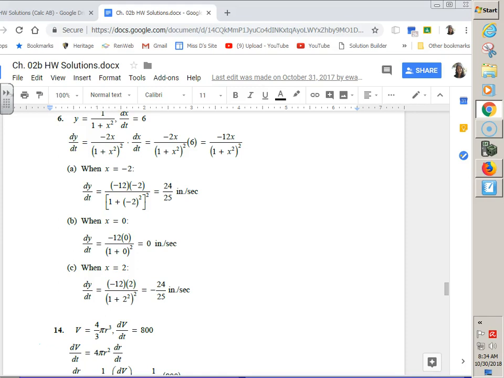So 6A, 24/25. Or if you simplify, that's okay, but you have to make it match eventually. Make sure you're right. I'll put it that way. 24/25 inches per second. Letter B is 0 inches per second, and letter C is negative 24/25 inches per second.